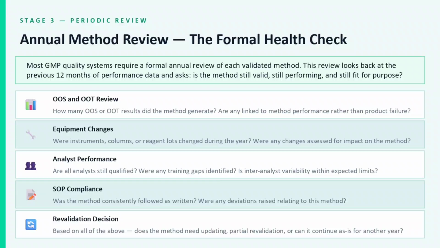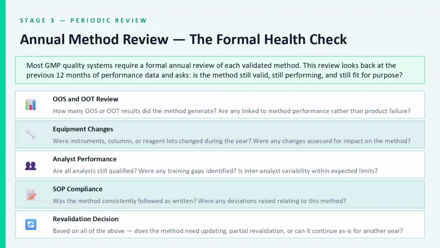First, OOS and OOT results. How many failed results did this method generate in the past year? Are any of them linked to method performance rather than product failure? Second, equipment changes. Were any instruments, columns, or reagent lots changed during the year? Were those changes properly assessed through change control? Third, analyst performance. Are all analysts still qualified on the current version of the method? Was there any significant interanalyst variability observed?